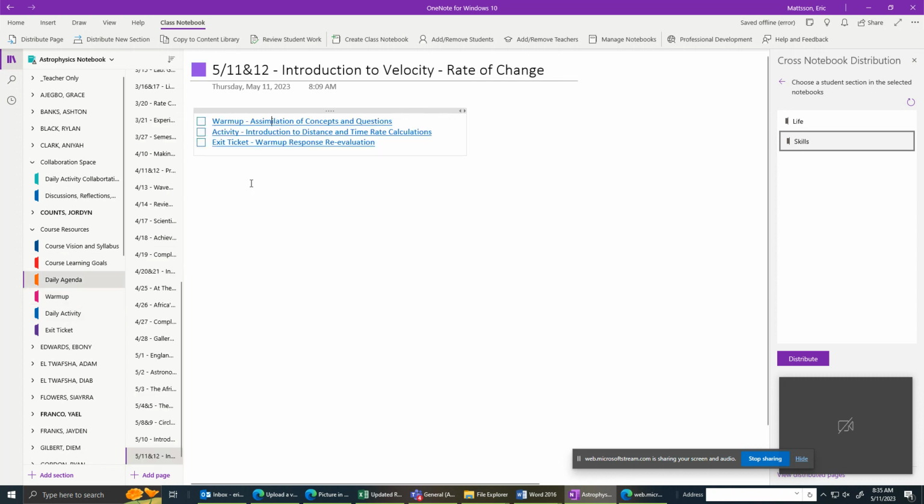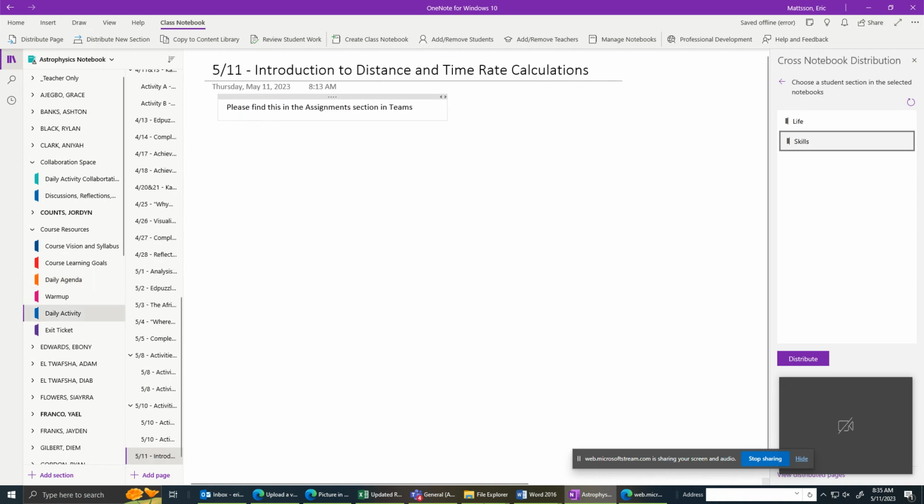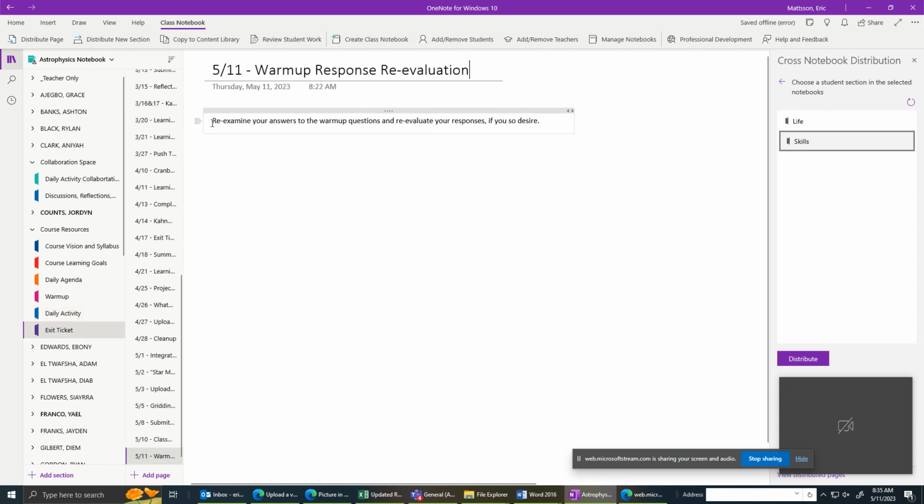Okay. So the activity today is some practice questions working with the rate of change of distance over time. We're going to spend today and tomorrow on that. And then the exit ticket will be, after you're done with this, re-examine your responses to the questions. After this particular activity, after working with the rate of change of distance over time, does that change your answers to the warm-up questions? So we got here.